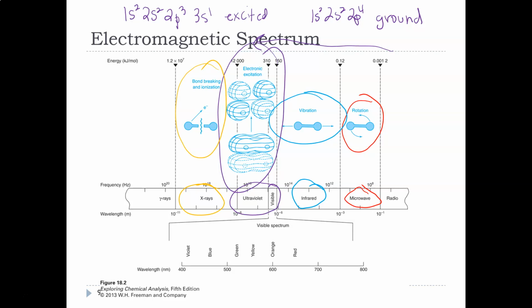Knowing that microwaves have rotations, infrared is where we see vibrations, but we also have rotations. Ultraviolet and visible is when we see electronic excitation, but we also have vibration and rotation. And X-rays, we see the bond breaking and ionization. We also could have the electronic excitation, vibrations, and rotations. It's just adding on to it.